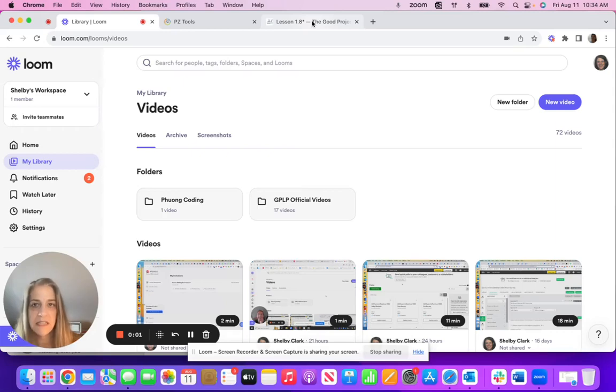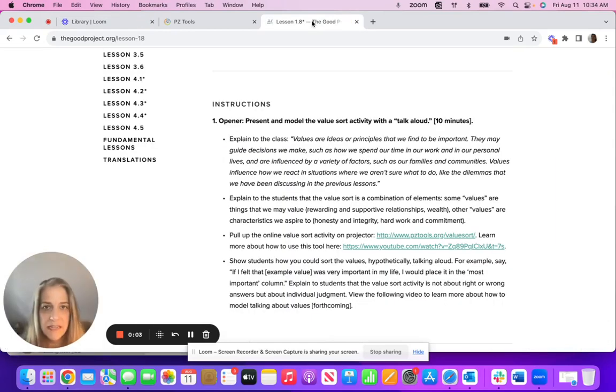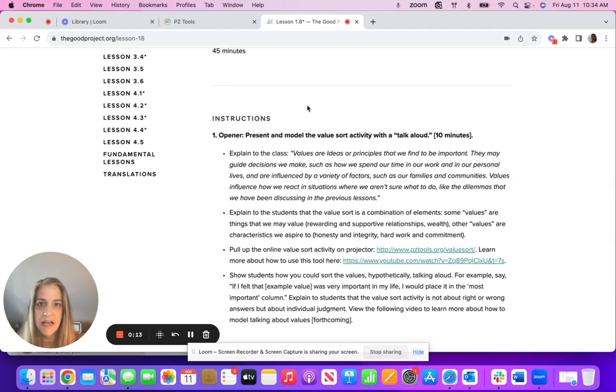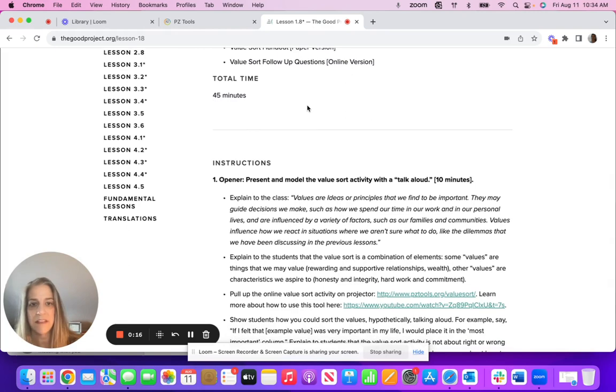So this lesson is in support of lesson 1.8, and I want to offer an example of how you can explain the value sort activity to your students. As you see here in the instructions in lesson 1.8, it's really about explaining what the value sort is.